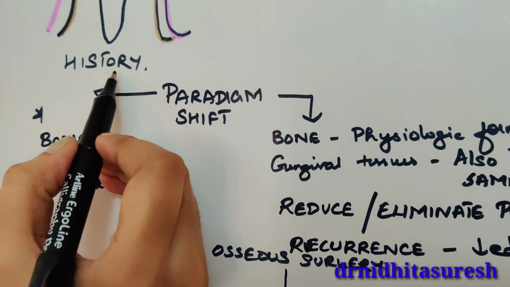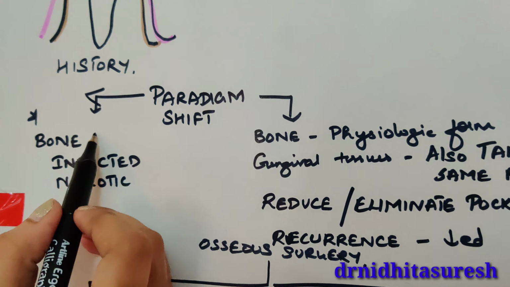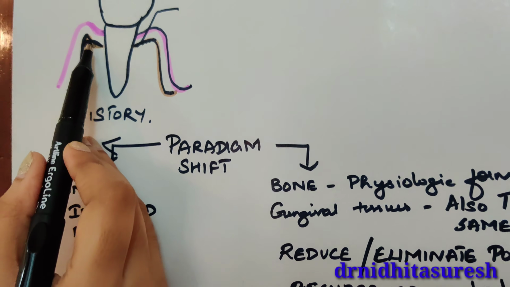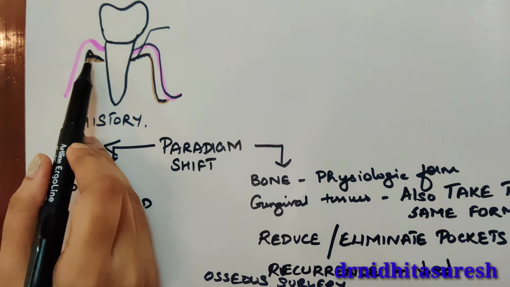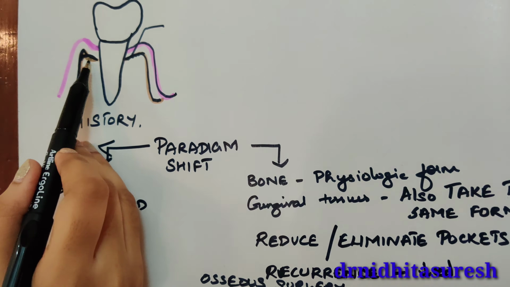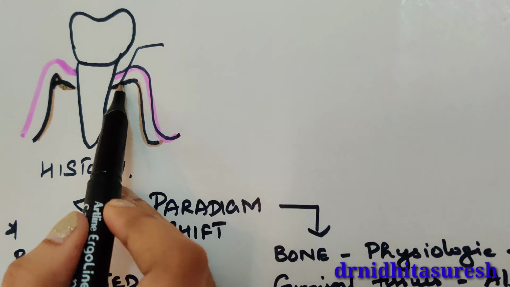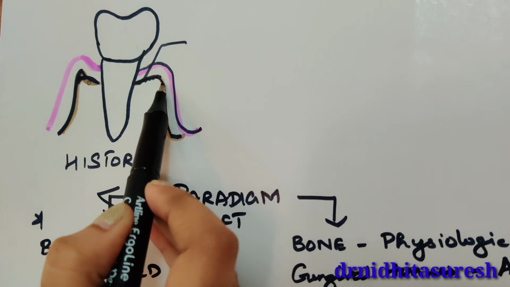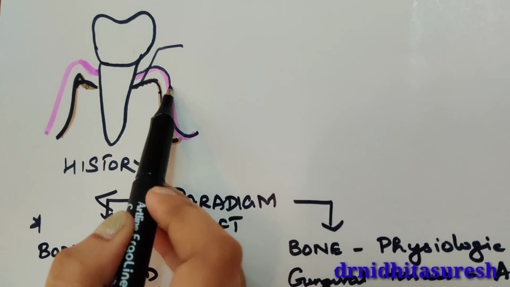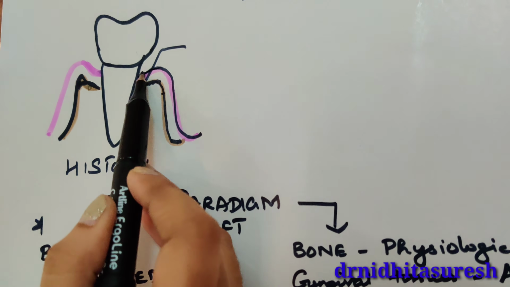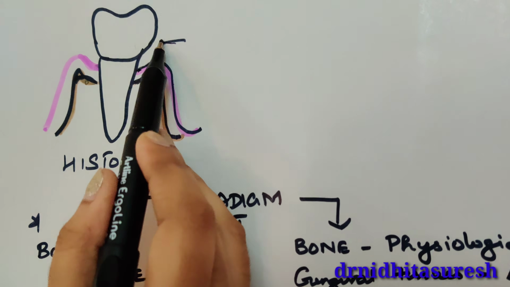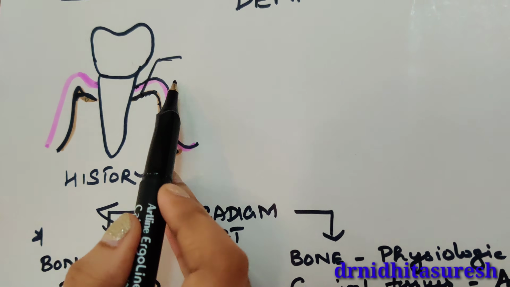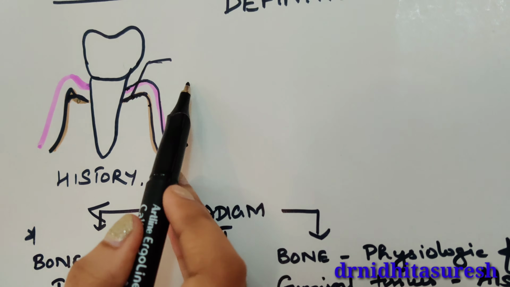Now the history of osseous surgery. Earlier it was a notion that the bone over here would be infected and necrotic and we have to remove it. But now they say that periodontal disease has caused some bone destruction pattern, and once you bring the bone to a physiological form, you bring the overlying gingival tissues also to a physiological form, which will in turn reduce or eliminate the pocket depth, and the recurrence rate of the pockets in future is also decreased.